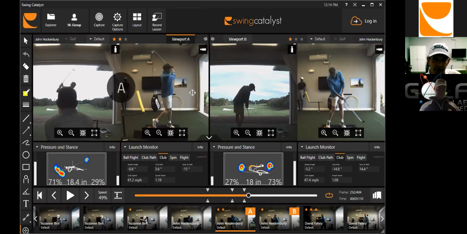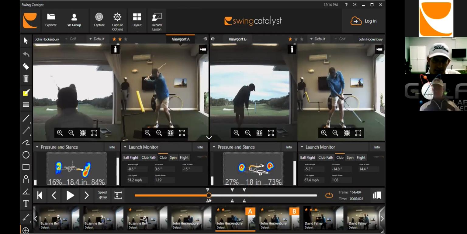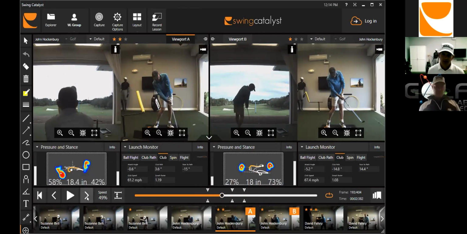And obviously, it doesn't take much prompting that we're on the right track when you show him through impact and you ask him which athlete he'd rather be.